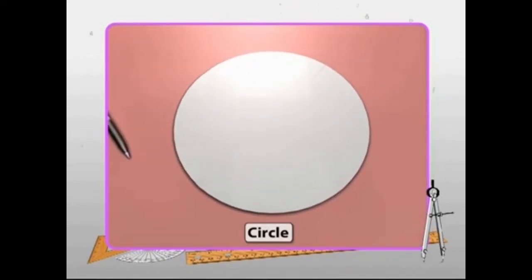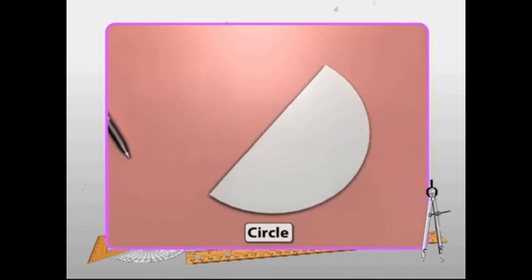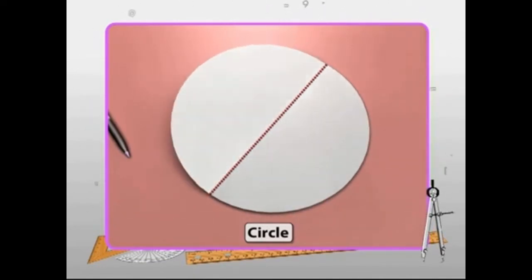Consider a circle. When you fold a circle along any of its diameters, its two halves overlap each other.